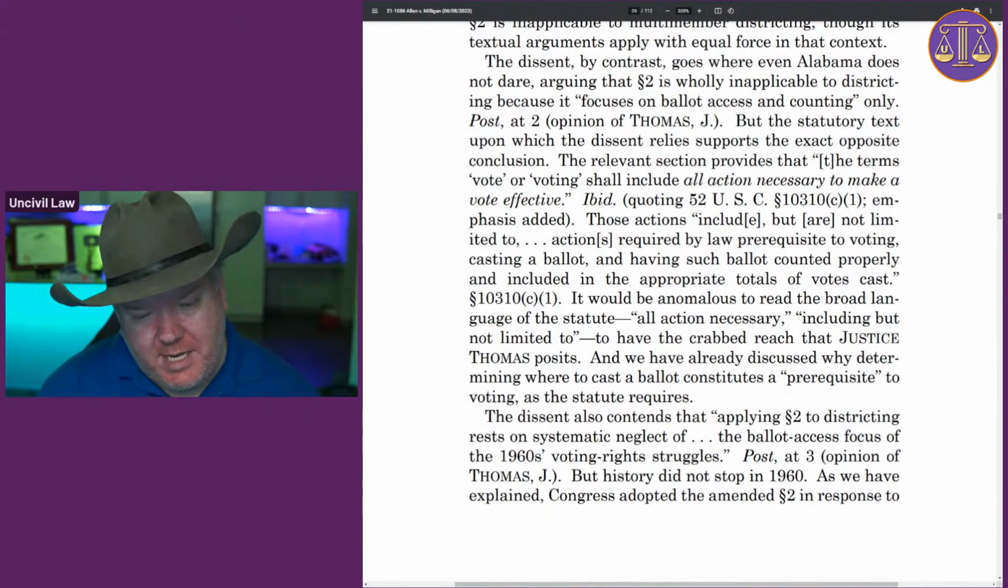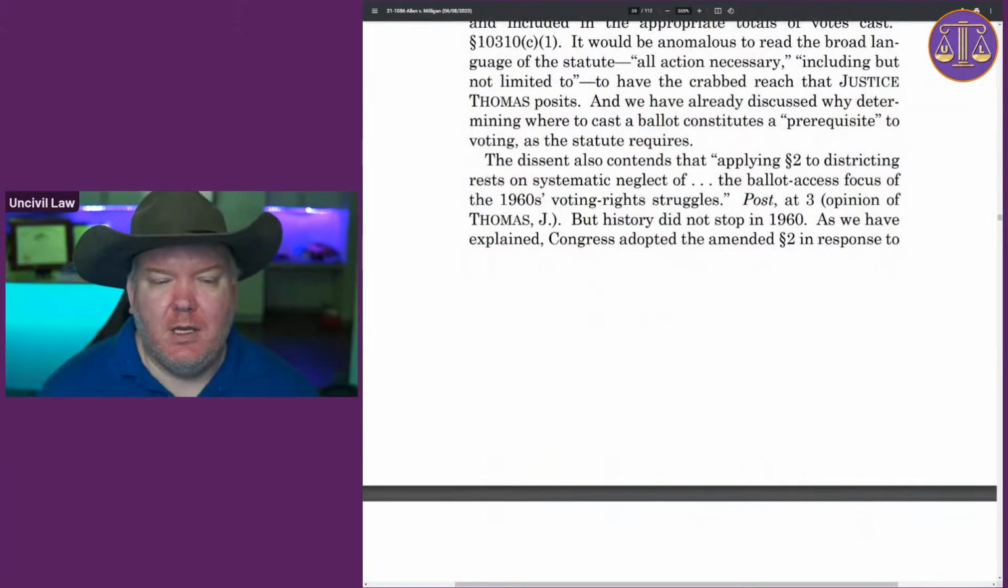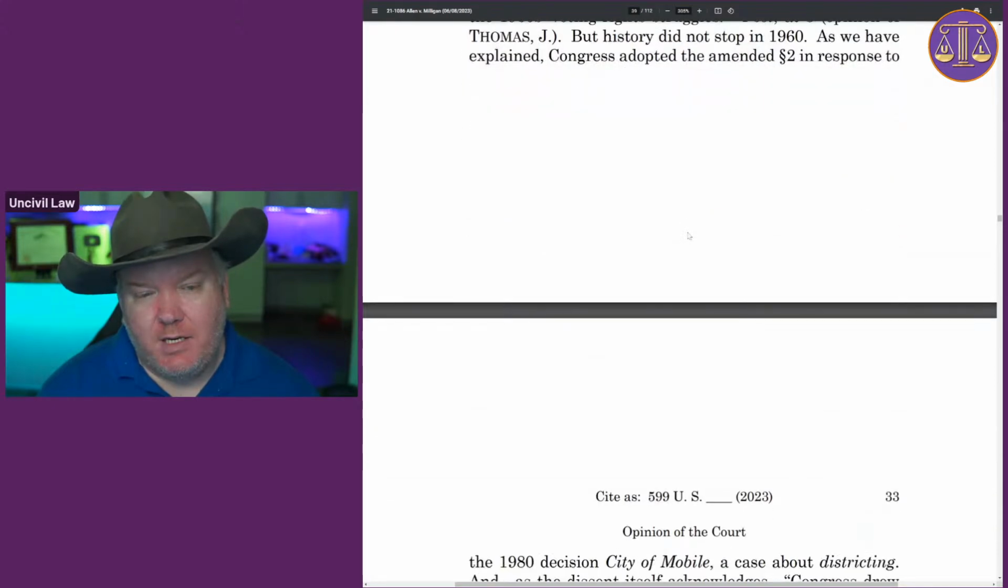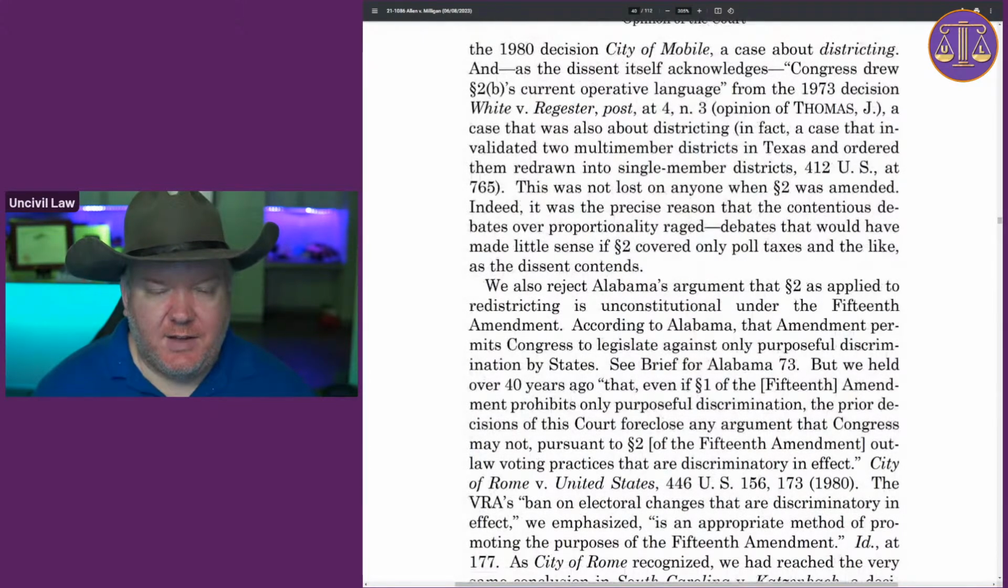The Senate also contends that applying Section 2 to districting systems focuses on 1960s rights. But history didn't stop in 1960. As we've explained, Congress adopted the amended Section 2 in response to the 1980 decision, a case about districting. And as the Senate itself acknowledges, Congress drew the current operative language from a 1973 decision, a case that was also about districting. That was not lost on anyone when Section 2 was amended. Indeed, it was the precise reason the contentious debates over proportionality raged, debates that would have made little sense if Section 2 only covered poll taxes and the like, as the dissent contends.